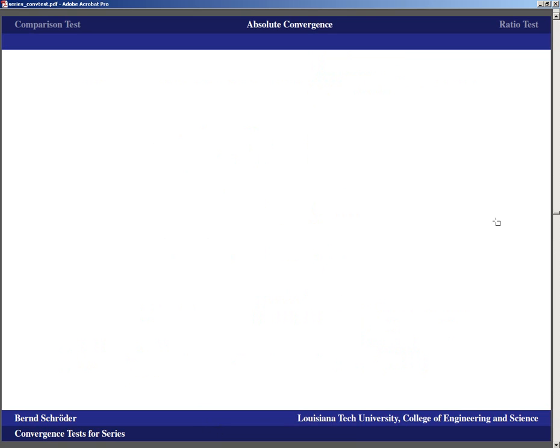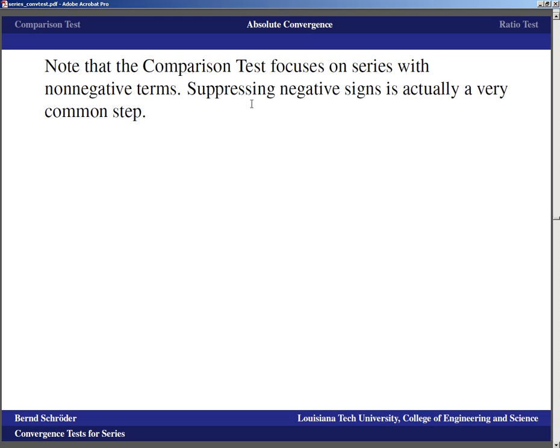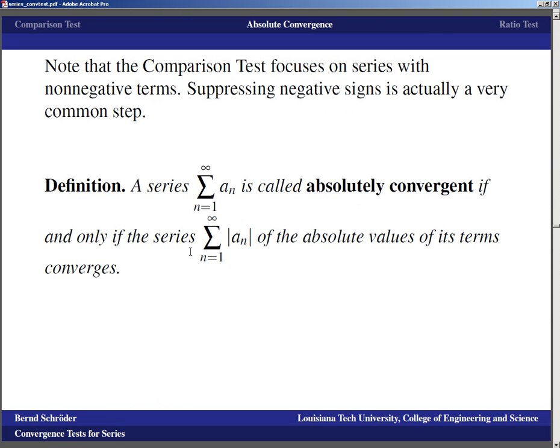Okay. With that, we're going to talk about absolute convergence. And the big note that we have here is that the comparison test focuses on series with non-negative terms. Well, this kind of suppressing negative signs is actually a very common step, and it goes hand in hand with the following definition. A series, sum n equals 1 to infinity an, is called absolutely convergent if and only if the series sum n equals 1 to infinity of the absolute values of its terms converges.